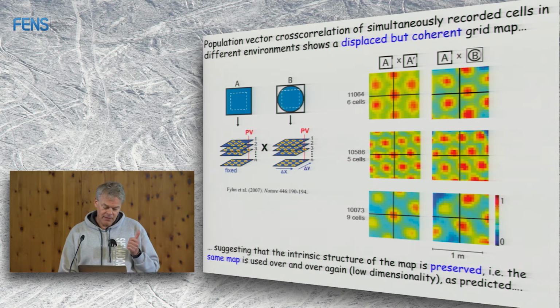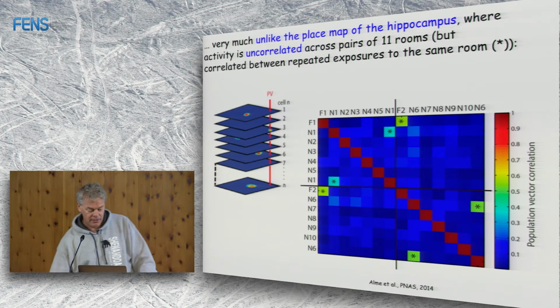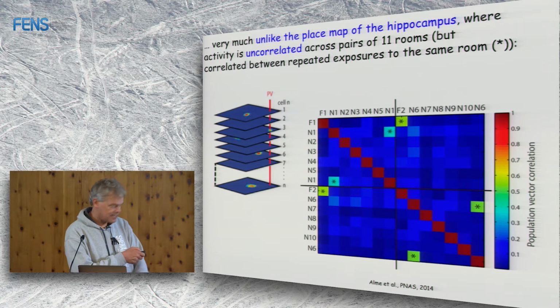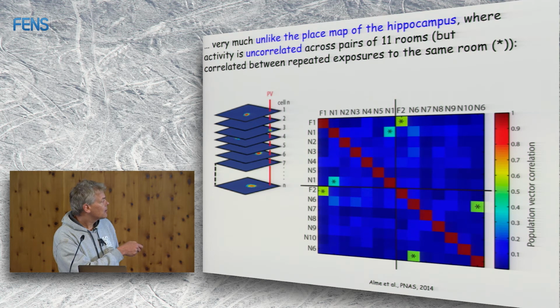And this is very, very different from place cells in hippocampus, as shown here. Again, a similar approach, population vectors: you just stack the maps for many cells on top of each other. So what we did here is to do that for all the simultaneously recorded place cells. So now it's just one peak because it's place cells. And then correlate place cell maps from 11 different rooms. So that's what is on the axes in this matrix.